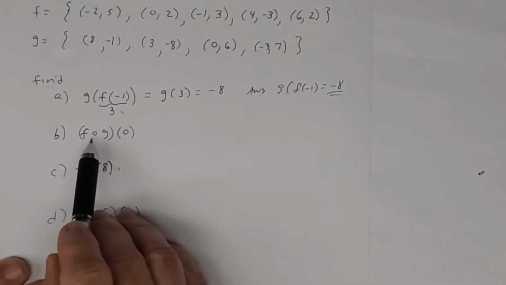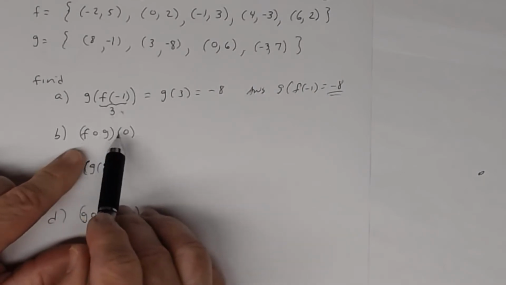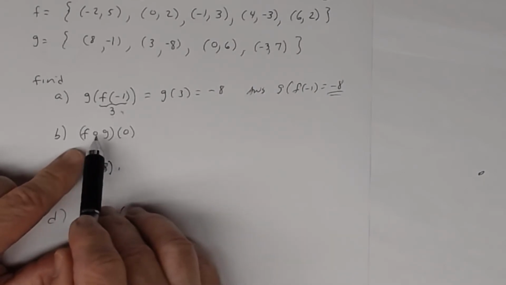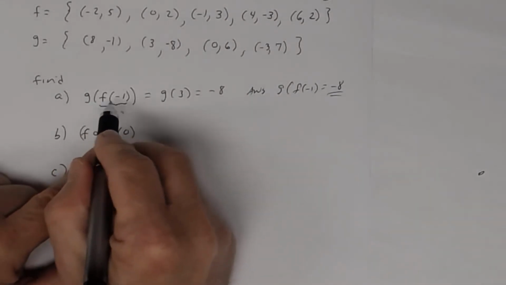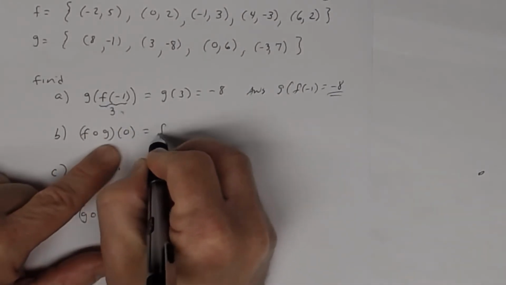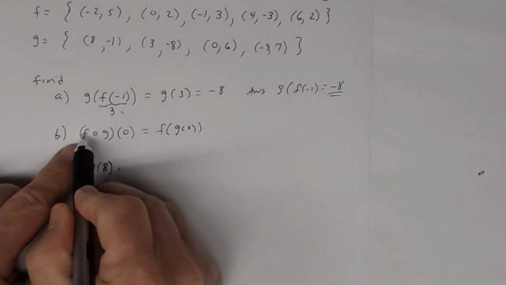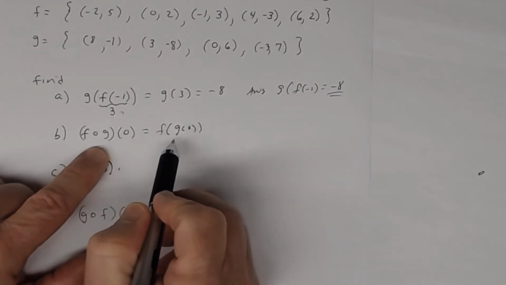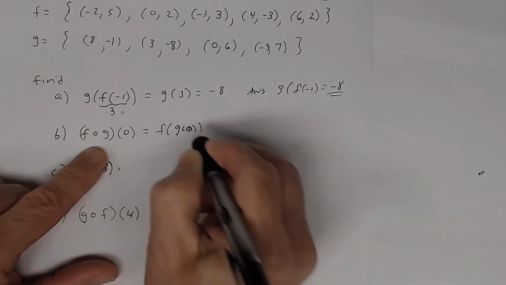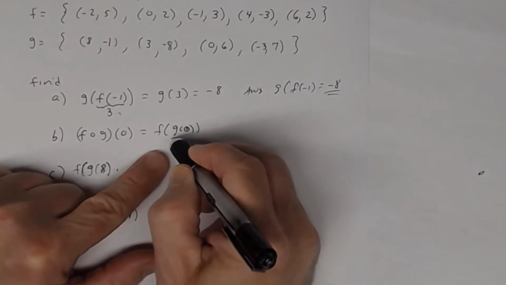Okay, so in B, you want to find f composed with g at 0. First of all, since it's written in this way, you have to use your definition. By definition, you want to rewrite it like this: f of g of 0. F is listed first, g is listed second, so g is the inside function, that's the 0 right here. All right, so remember we got to find this part first, g of 0.